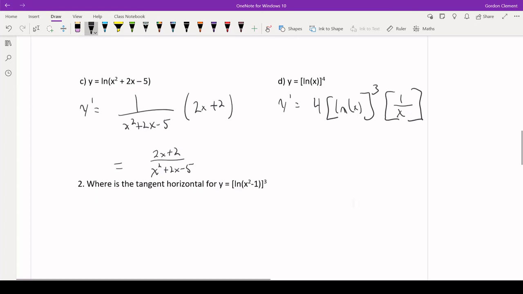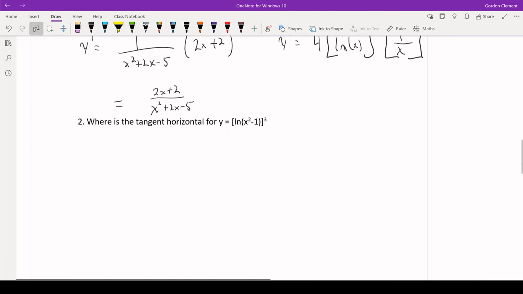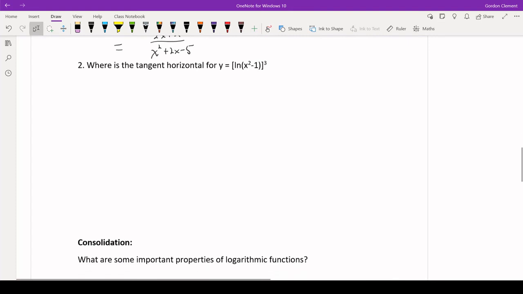And then here's a fun one. Where is the tangent horizontal for this function? So again, we're going to take the derivative. We're going to solve where that derivative is 0. So again, you can pause and try and do it yourself, and then check in and see if you're doing the same thing as me.